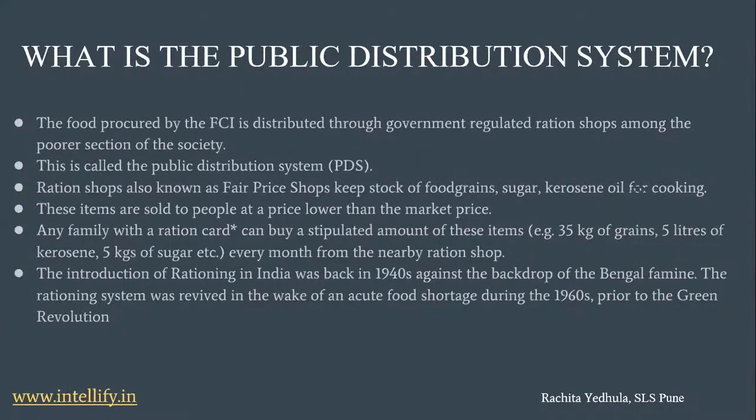Now this system of rationing, that is allowing each person to buy only a limited amount of items, was introduced in the 1940s during the Bengal famine prior to the Green Revolution. Now if you recall, in the last lecture we learned about the Bengal famine and the atrocity that it had caused in our country.